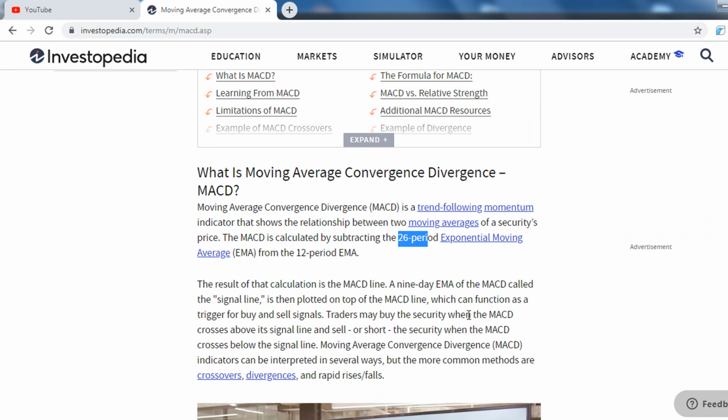Traders may buy the security when the MACD crosses above its signal line, and sell or short the security when the MACD crosses below the signal line. The moving average convergence divergence indicator can be interpreted in several ways, but the more common methods are crossovers and divergence. So basically what I'm going to look at is crossovers. I'm not going to dwell on this so much because I already looked at it some two weeks ago. I'm going to focus mostly on crossovers.